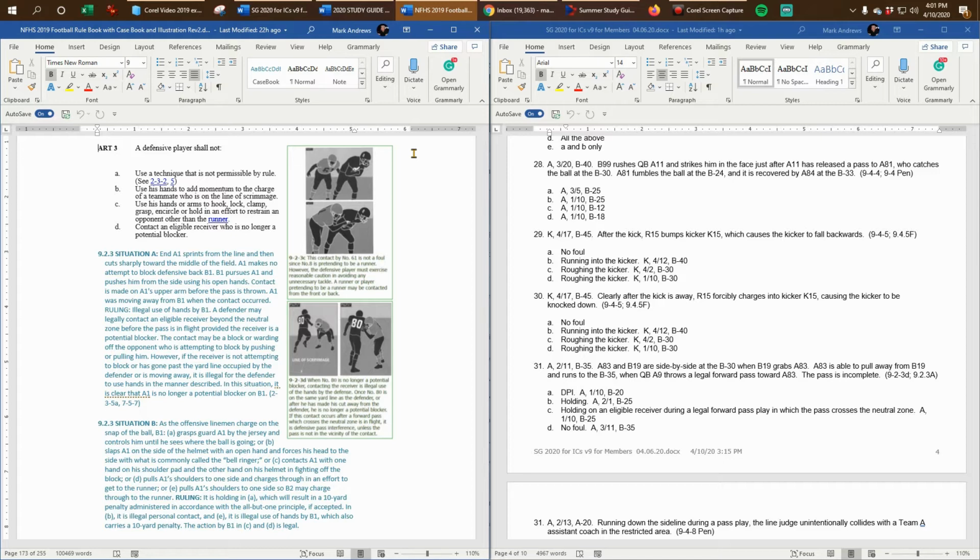The first is that the hold by B19 occurs before the pass is thrown. So this cannot be pass interference, right? That pass interference has to occur after the ball is thrown. Second thing, A83 and B19 can have contact, and it's legal contact until the A player is no longer a potential blocker, and that's the reason that he's got them side by side. He is no longer a potential blocker. He's clearly a receiver. So this is holding, and it's a 10-yard penalty. So the answer is B, holding.